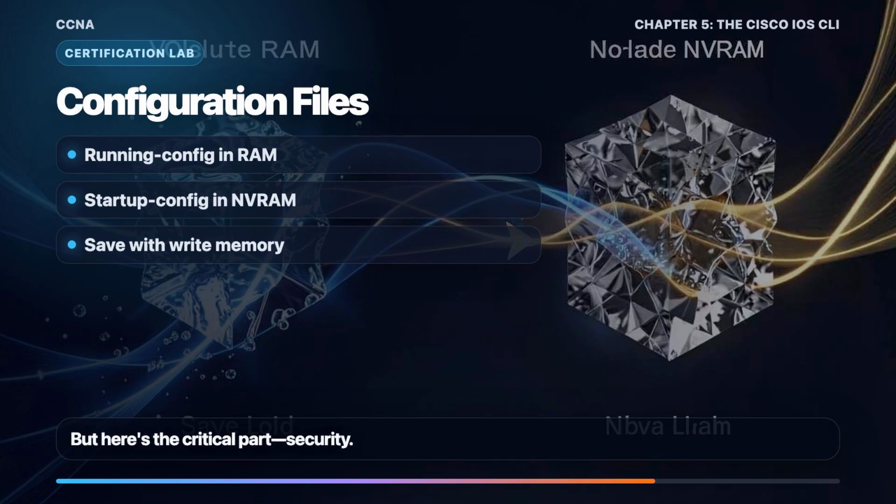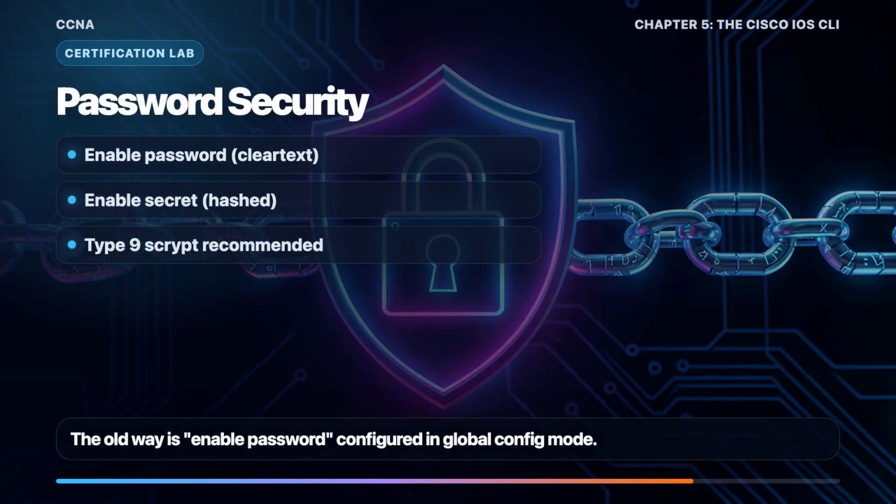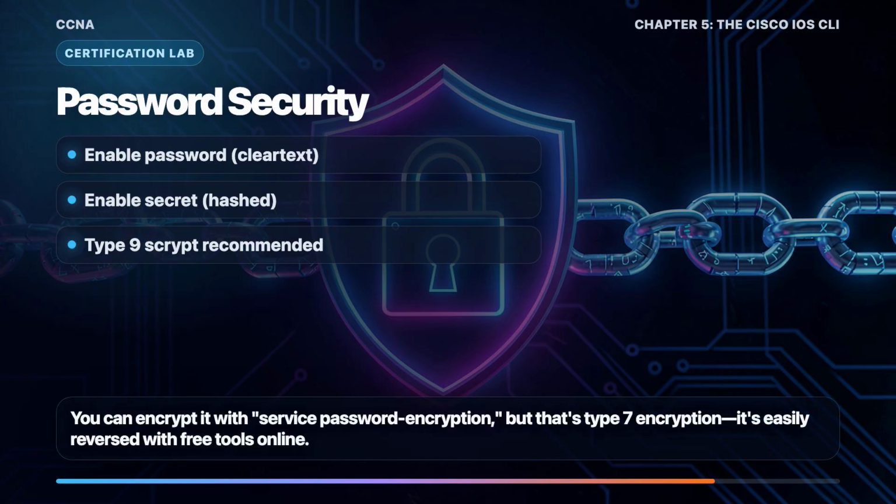But here's the critical part. Security. Privileged exec mode gives you full control. You can change configurations, restart devices, and delete files. You absolutely need to password protect it. The old way is enable password, configured in global config mode. It works, but it stores the password in clear text. Anyone who can see the running config can read your password. You can encrypt it with service password-encryption, but that's type 7 encryption. It's easily reversed with free tools online.